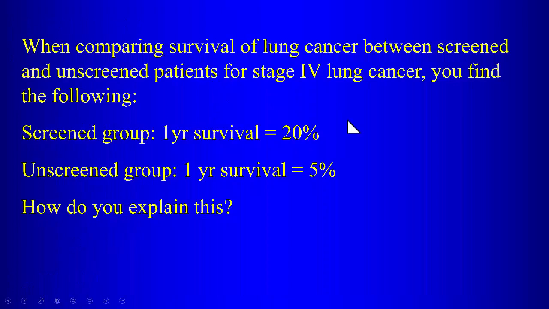When comparing survival of lung cancer between screened and unscreened patients for stage 4 lung cancer, you find that in the screen group with stage 4 lung cancer, the survival is 20%. But in the unscreened group, the survival is only 5%. How is that possible? Stage 4 cancer, they survive longer in the screen group versus the unscreened group. How is that possible? Stage migration. So that is called stage migration bias.